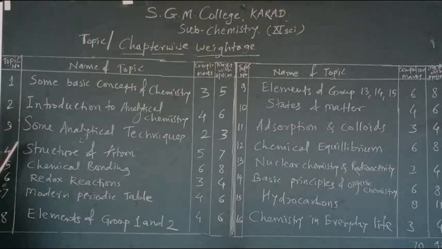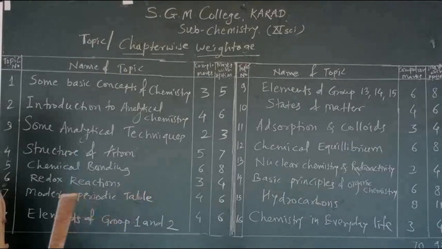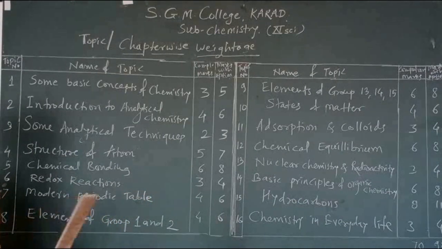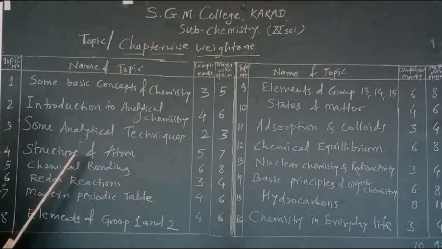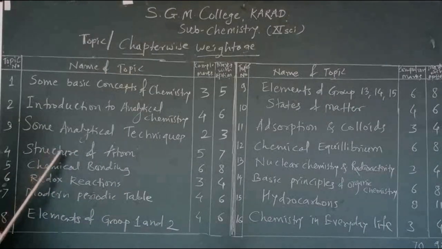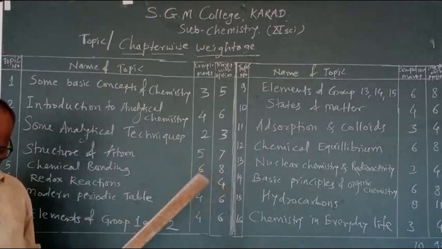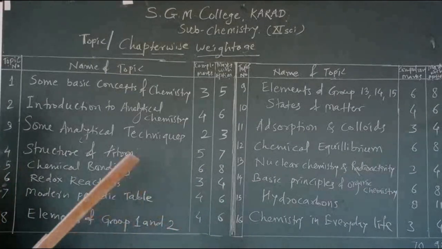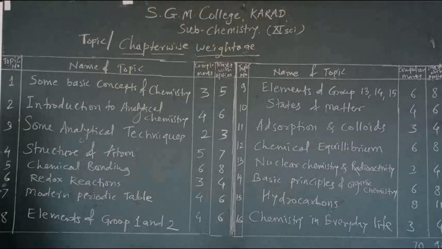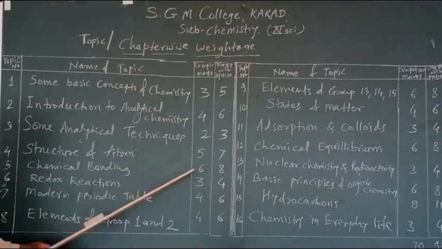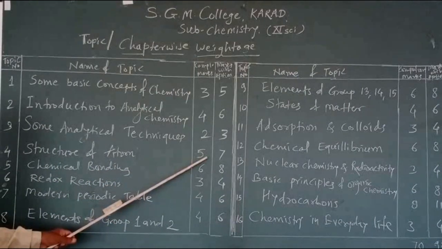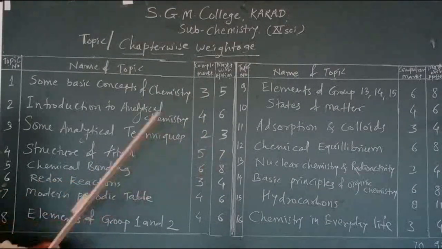Then next topic number 4 is structure of atom. This topic you already studied in 10th standard. So in 11th standard, structure of atom. In this topic there are 2 atomic models, Rutherford model, Bohr's atomic model, then protons, neutrons, electrons. Study of these things is included in structure of atom. It carries 5 marks compulsory and 7 marks with option.